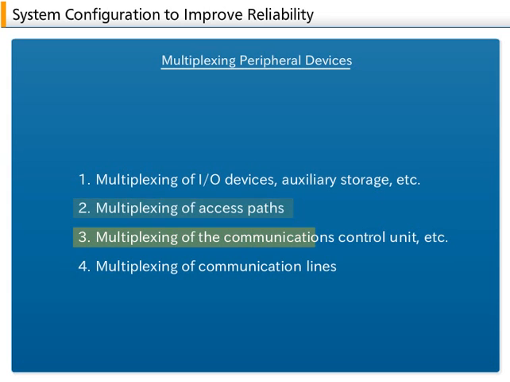C. Multiplexing of the communications control unit, etc. Multiplexing the data communication equipment, DC. Modem or DSU, communications control unit, CCU, communication control processor, CCP, and so on. D. Multiplexing of communication lines. Doubling communication lines or establishing backup lines, for example, using a public communication line to back up a dedicated line, using a wireless line to back up a cable line.